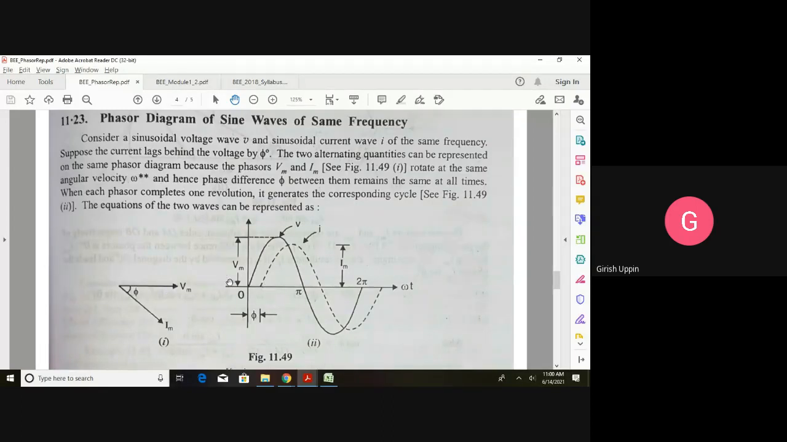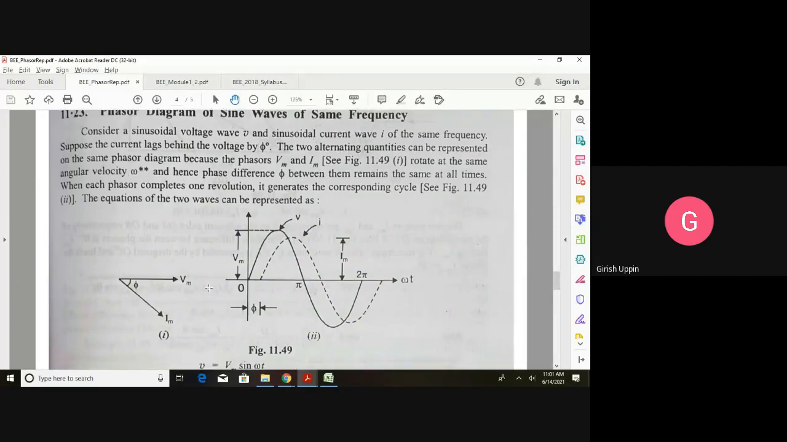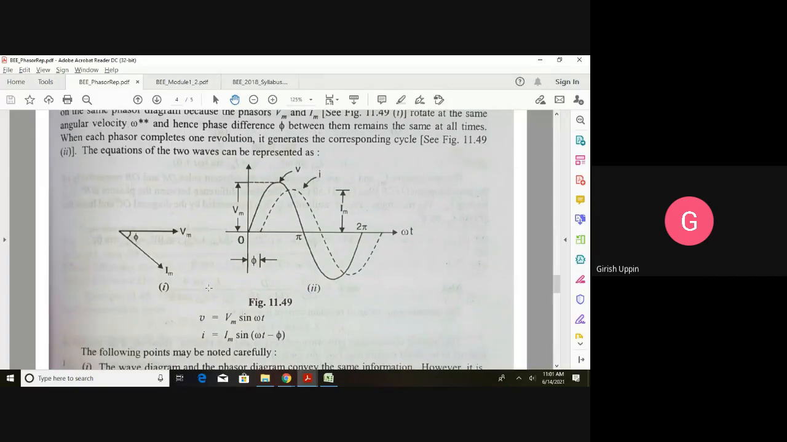Suppose the current starts earlier. Let us say even before you apply the voltage, the current starts. Then we say it is a leading current, and we will represent it on the top. This is the reference line. Hope everybody understood this phasor representation. This is very important. This will help us in easily understanding the next module. Any questions?